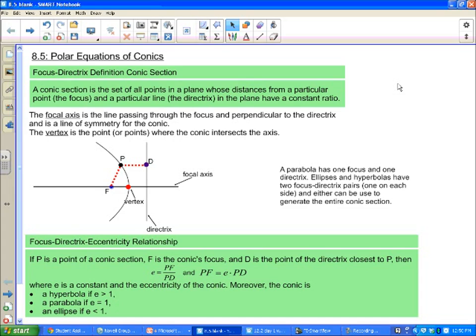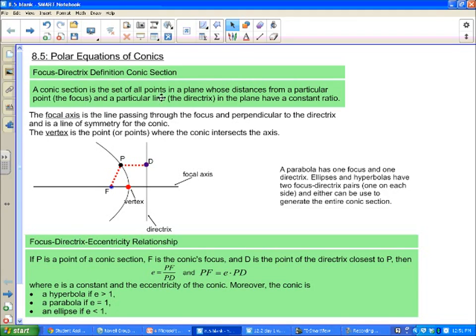And so the first thing that the section does is it looks at this focus-directrix definition of a conic section. Basically, it makes this connection that a conic section is a set of all points in a plane whose distances from a particular point, called the focus, and a particular line, the directrix, in the plane, have a constant ratio. And so our focus is going to actually be in the same place that our normal focus is at for a parabola or an ellipse or a hyperbola.